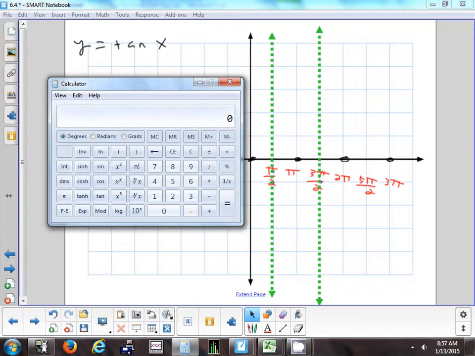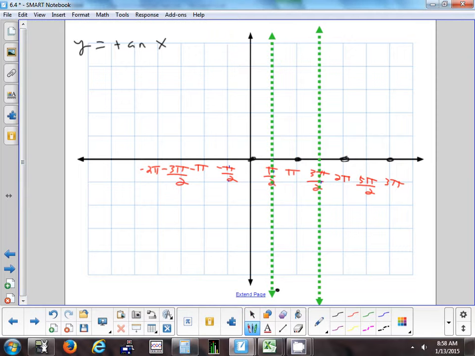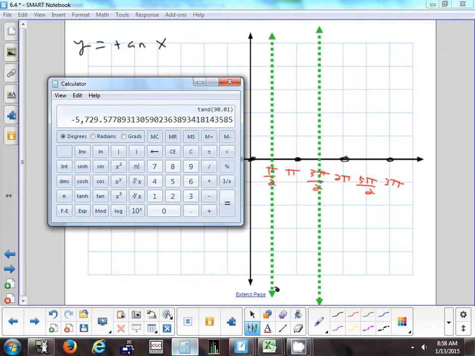Okay, let's pick a value that's just after 90. Okay, like 90.01. So take 90.01, take the tangent, and we get a value that's very low. Okay, -infinity. Now let's try a value just before 3 pi over 2. So that's 270. Let's try like 269.9. Take the tangent. We're heading up towards positive infinity.